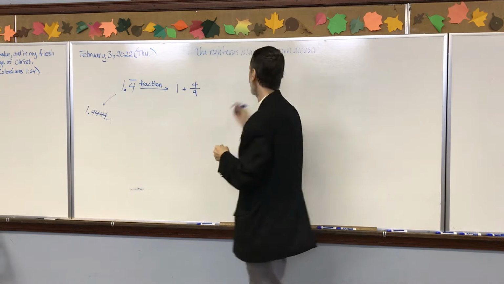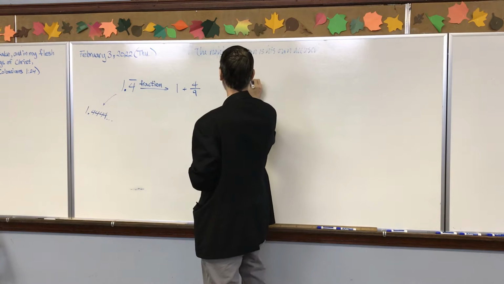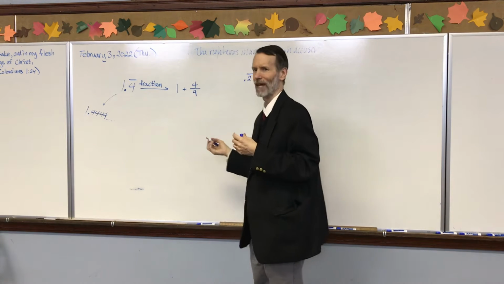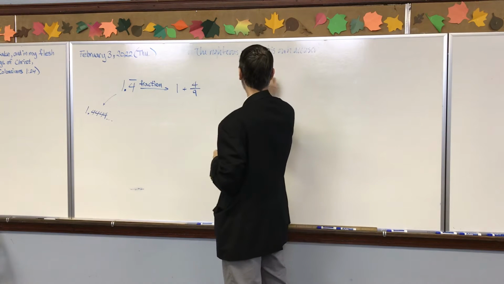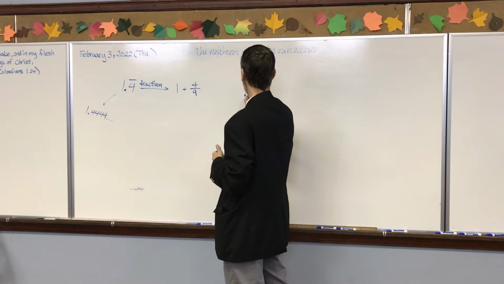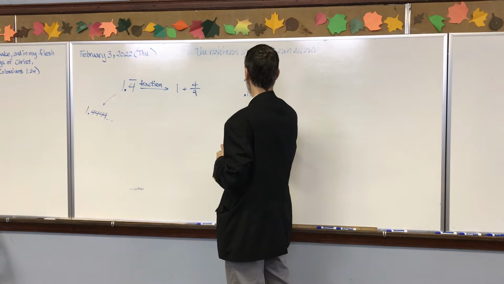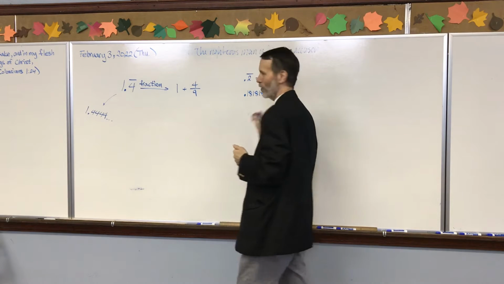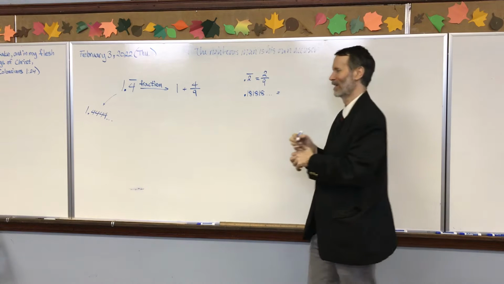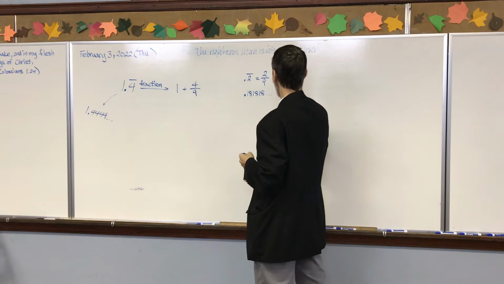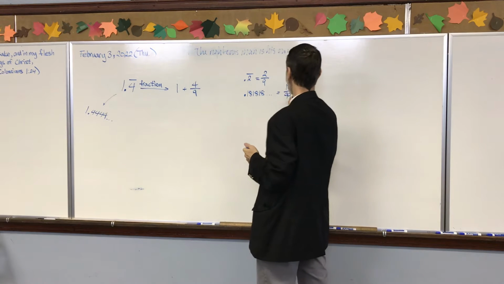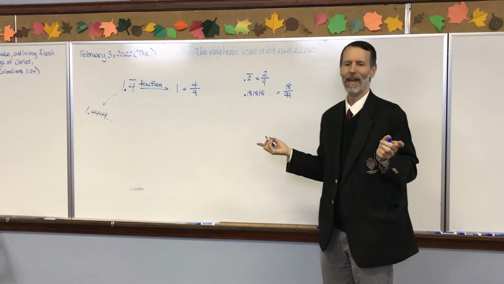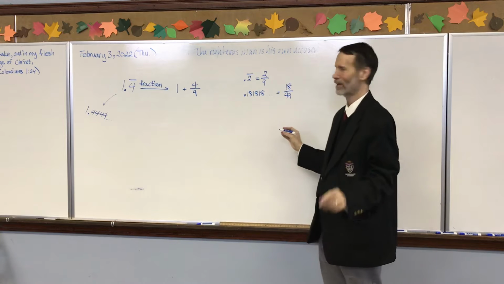If I want to do 0.2 repeating, what's the fraction for that? 2 over 9. Can anybody give me 0.181818, and so on? What fraction is that in? 18 over 99. Does that make sense? Now, one little catch on that one.